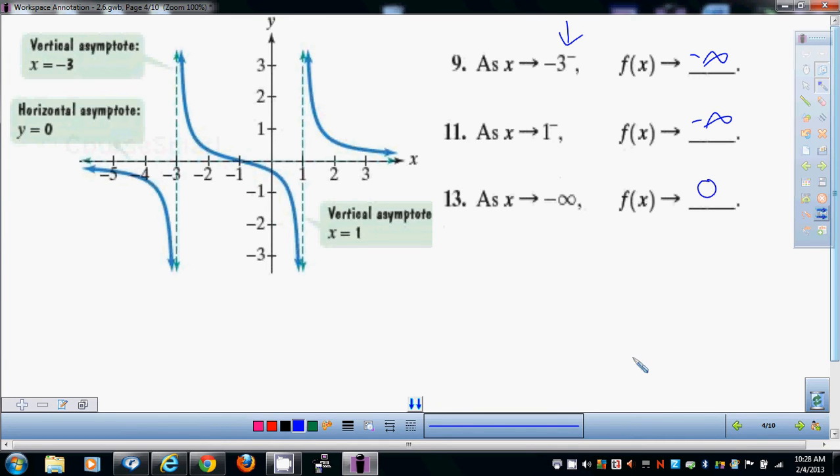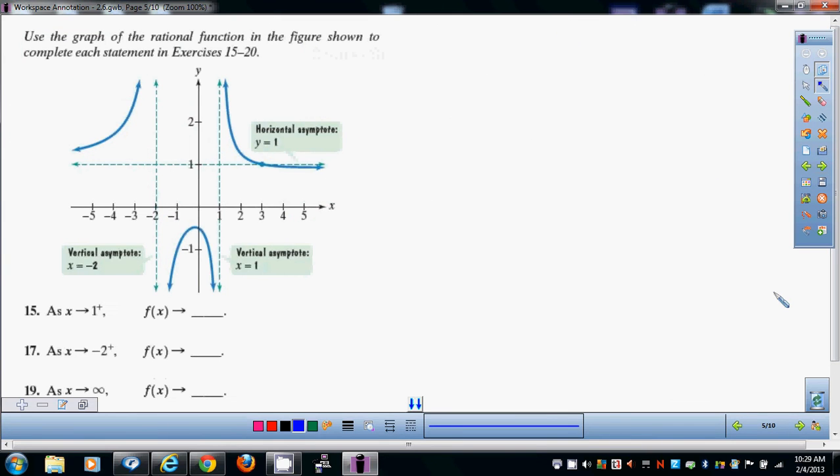What if it had said -3 from the right-hand side? Yeah, +infinity. -3 from the right-hand side shoots up toward +infinity, or +1 from the right-hand side, +infinity. Very good. Well, let's look at some more. What about as x approaches +1 from the right-hand side?